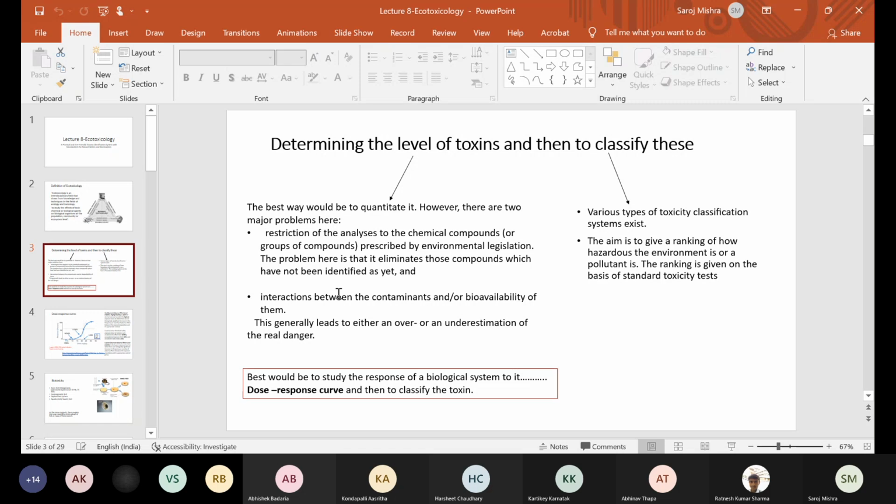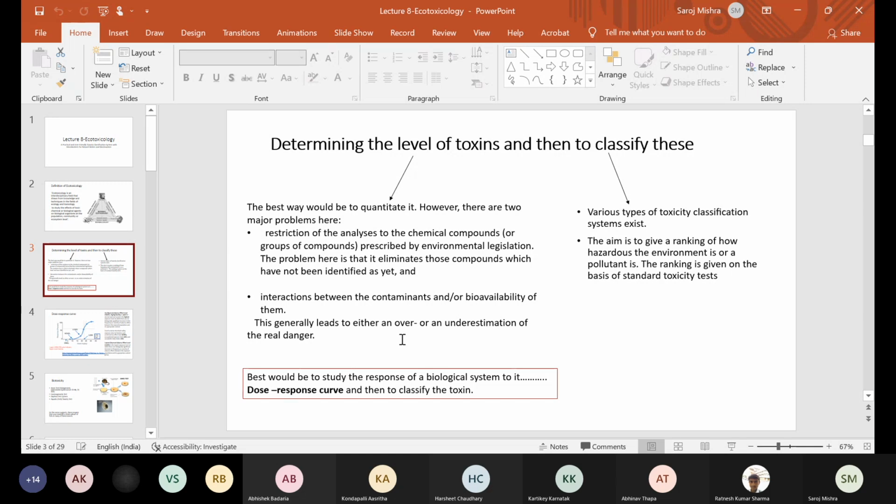And number two is the interaction between the contaminant and its bioavailability. Supposing there is a toxin which is already present in the environment, however, it is not taken up by a biological system, then it cannot be called a toxin, because it could just build up in the environment. As long as the microorganisms, or members of the community, are not taking it up, they are not going to be impacted by it, so therefore it cannot be called a toxin. That's what we're trying to say here.